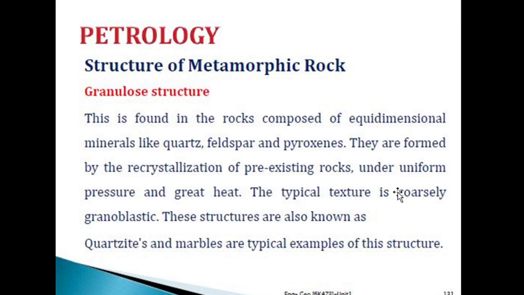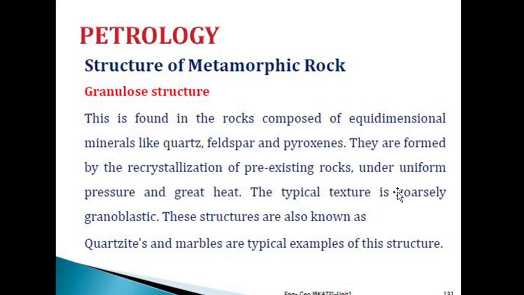Our next type of structure is granulose. Granulose structure is found in rocks composed of equidimensional minerals like quartz, feldspar, pyroxenes. They are formed by the recrystallization of pre-existing rocks under uniform pressure and great heat.